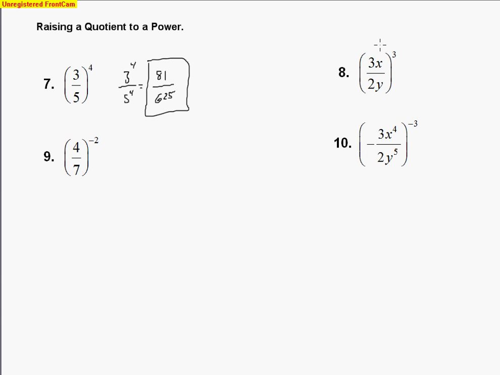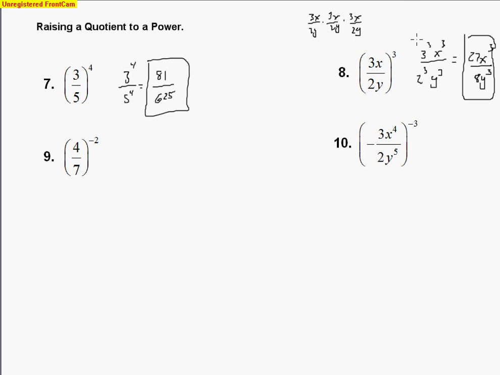Looking at the next one, again, all parts get brought to that third power, because this would be the same thing as 3x over 2y times 3x over 2y times another 3x over 2y. So we've got 3 of them being multiplied. So everything gets brought to that third power, including that 3 and this 2 down on the bottom of the fraction. So this is what it would look like. And now we can go ahead and multiply that out. So we have 27x to the third over 8y to the third power.